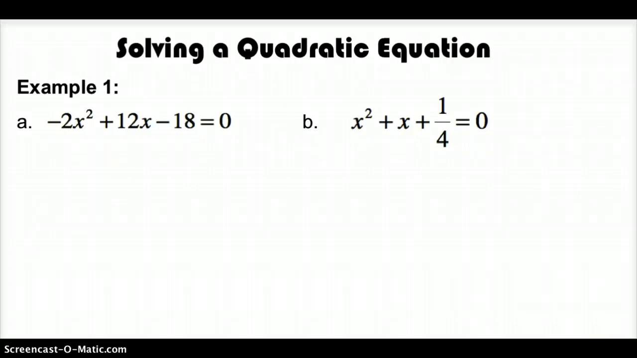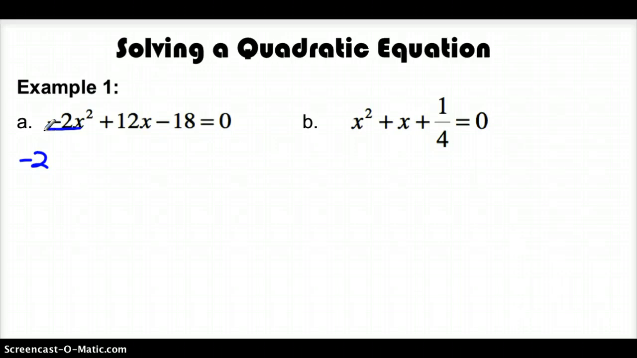The first example is negative 2x squared plus 12x minus 18 equals 0. The first thing I notice is that the negative 2 and the 18 are not perfect squares, but all these numbers are even, so I'm going to take out a negative 2. One rule that we haven't talked about yet is that if the leading coefficient is negative, we always want to factor out the negative.